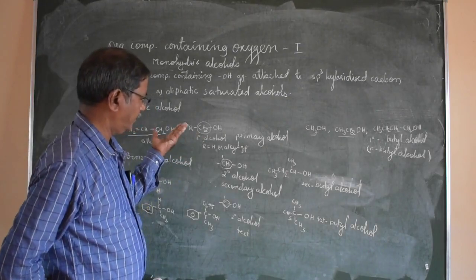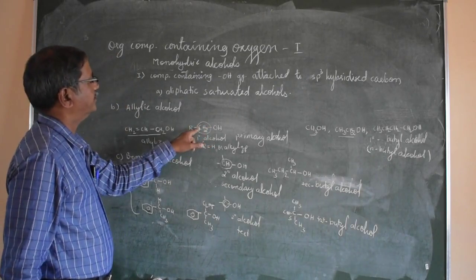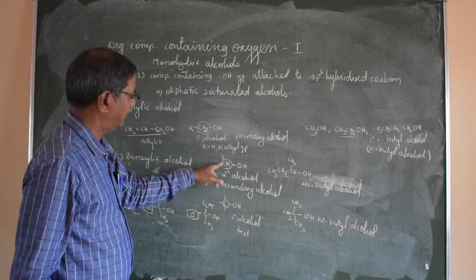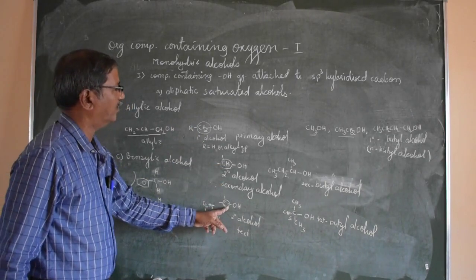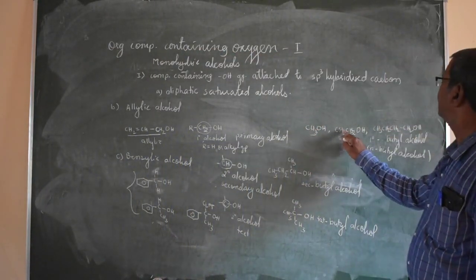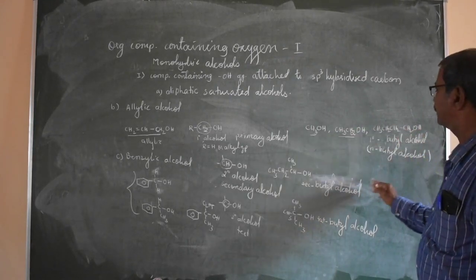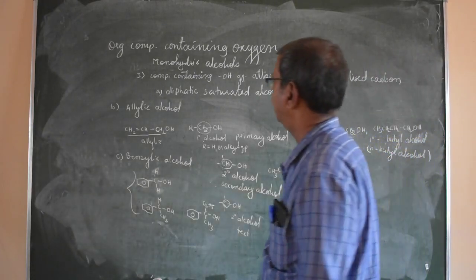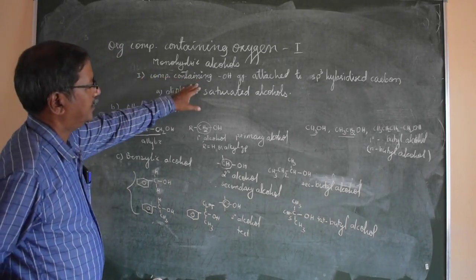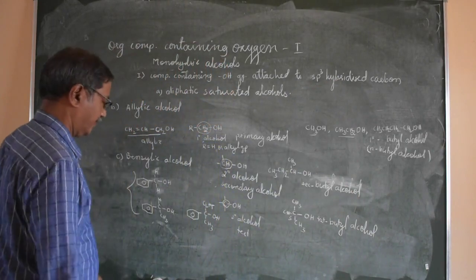Even in primary, secondary and tertiary, you can see the OH is attached to sp3 carbon. This is sp3, single bonded. This is sp3, single bonded. This is sp3, single bonded. You can see the examples, there is no double bond here. So all these are the monohydric alcohols, the compounds containing OH group attached to sp3 hybridized carbon.